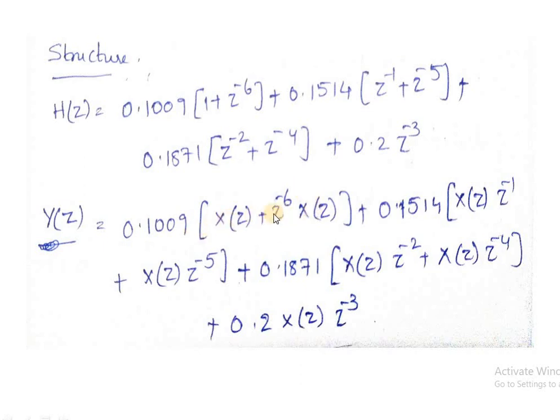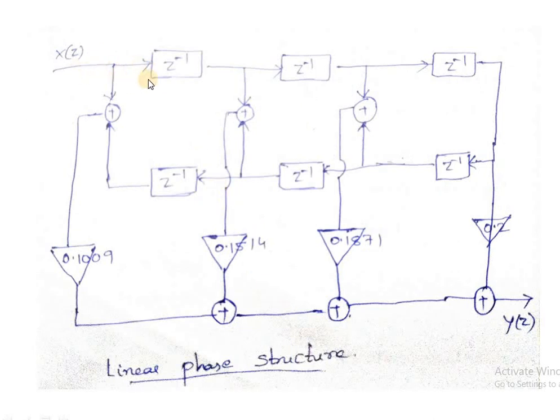Since we require 6 delaying filters, I have drawn x of z with the 6 delayed versions of it as z inverse. Here it was equal to x of z, and here it is equal to x of z into z inverse. Here it becomes x of z into z power minus 2, x of z into z power minus 3, and when passed through this delaying filter, here it is x of z into z power minus 4, x of z into z power minus 5, and x of z into z power minus 6.